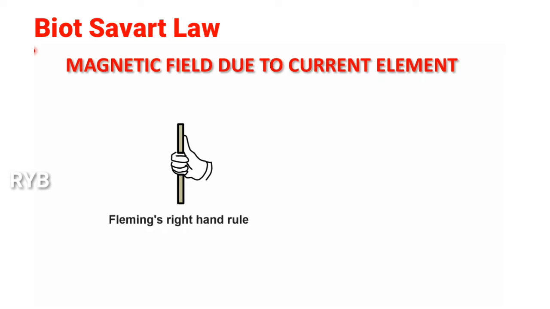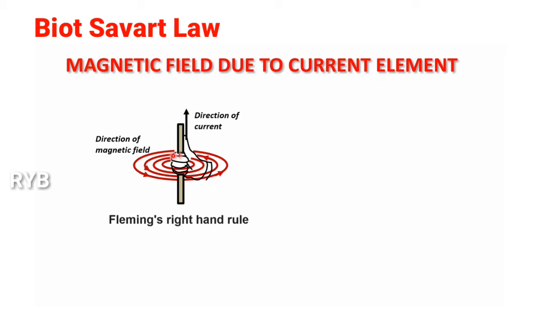Biot-Savart's law in magnetostatics is a fundamental quantitative relationship between electric current and the magnetic field it produces. Based on the experiments in 1820 of the French scientists Jean-Baptiste Biot and Félix Savart, these two persons related the electric current versus magnetic field relationships. Biot-Savart's law, a magnetostatics law, is a very important law.